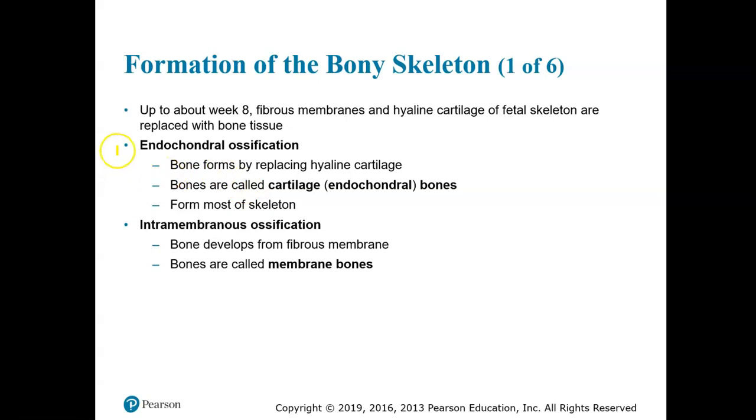So there are two types of ossification. There's endochondral ossification, which is the process that forms long bones, like the bones of your arms and legs. Then there's intramembranous ossification, which is the process that forms your skull bones, for example. In endochondral ossification, bones start out as a cartilage model. So the entire bone is composed of cartilage, and then that cartilage is replaced with bone tissue. In intramembranous ossification, the bone tissue begins developing within a fibrous membrane. They're called membrane bones.